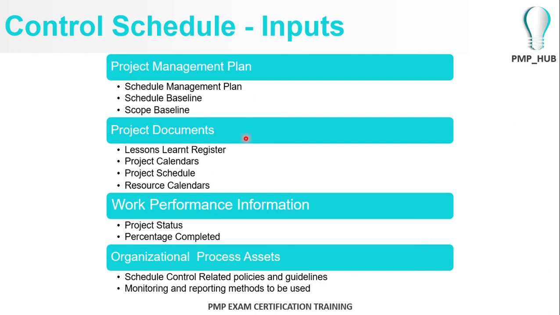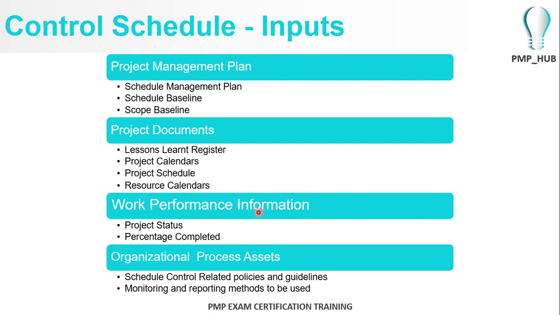Also, you might have to refer to the lessons learned register, the project calendars, the project schedule, and the resource calendars in order to control the project schedule and take any corrective and preventive actions. For example, you might have to access the resource calendar to see whether to take corrective actions. A corrective action could be increasing the number of resources on your project, so you need to understand whether your resources are free or not. So resource calendars will be of importance.